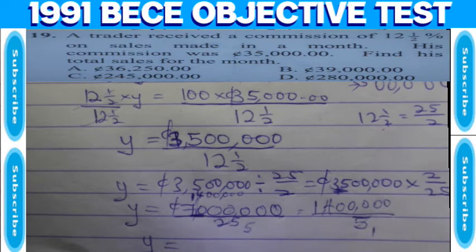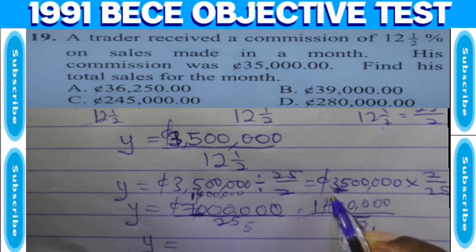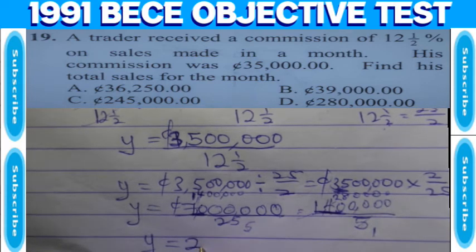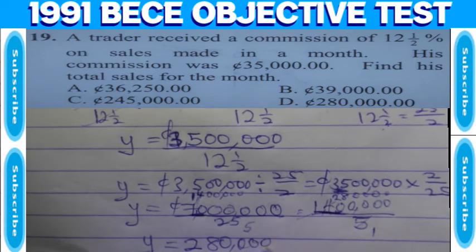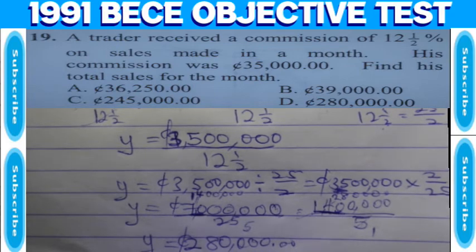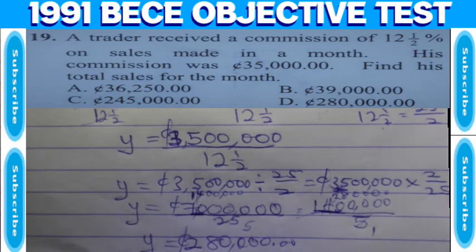So y will be equal to, let's divide over here. 5 divides itself a single time, divides 14 2 times. There will be a remainder of 4. Bring the 4 in front of this 0. You have 40. 5 divides 40 8 times. We have 4 zeros left. So we have it to be 280,000.00. So if the trader receives 12.5% commission on the sales, then the 100% sales the trader makes for that particular month will be 280,000 cedis, and that's what we have.